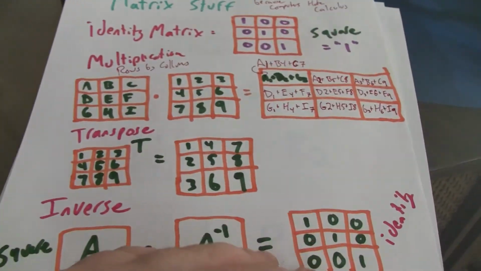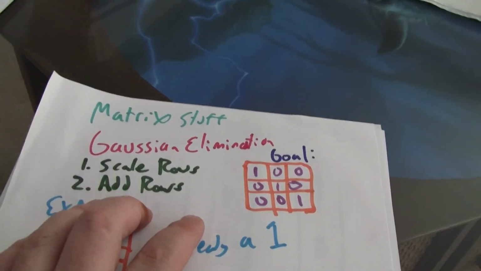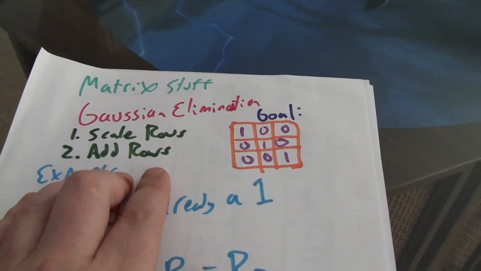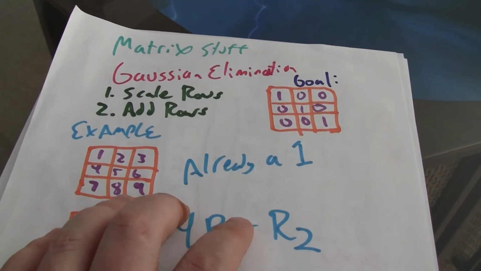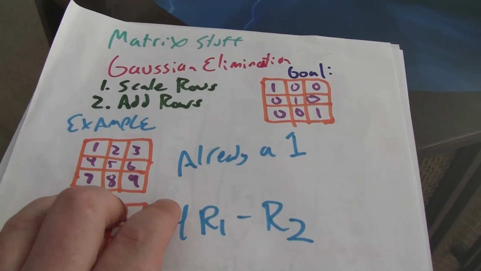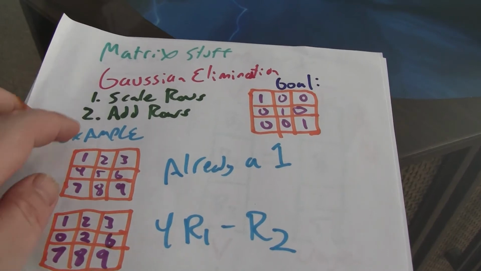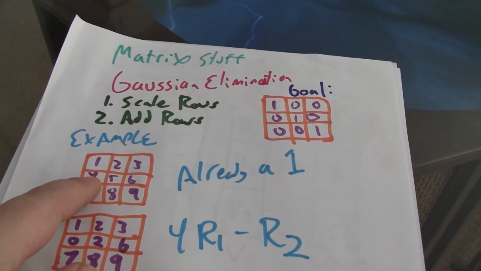So I'm going to tell you how to do Gaussian elimination really quickly. There's two things we can do. We can scale rows, and then we can add scales of rows together. We're going to do an example to show you how that works. Our goal is to turn a matrix into an identity matrix. We'll start with the first corner in our identity matrix, right? We want that to be a 1, and it's already a 1. So, hey, we're already a step ahead of the game.